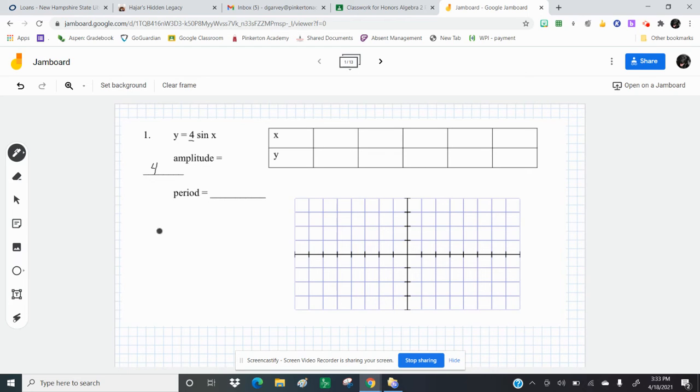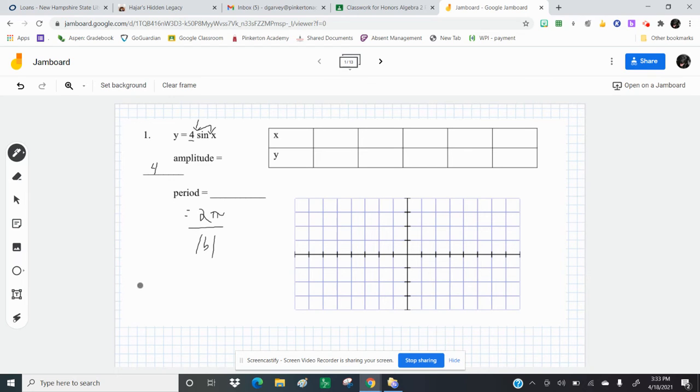And then it asks you what the period is. And remember, your period is always going to be equal to 2 pi over the absolute value of b. And your b is always what's in front of the word sine. Well, I'm sorry, that's not true. It's after the sine, but before the x. In this case, it's going to be 1 because there is nothing there.